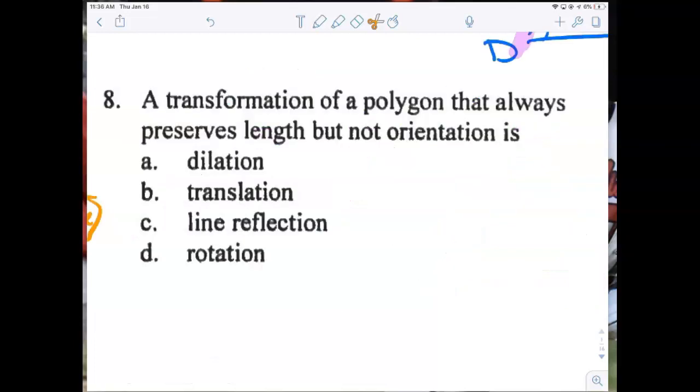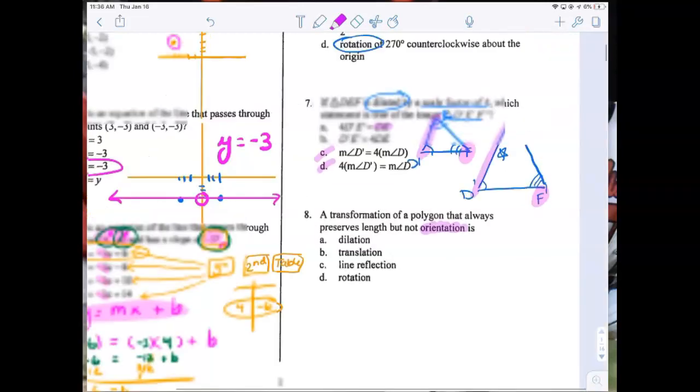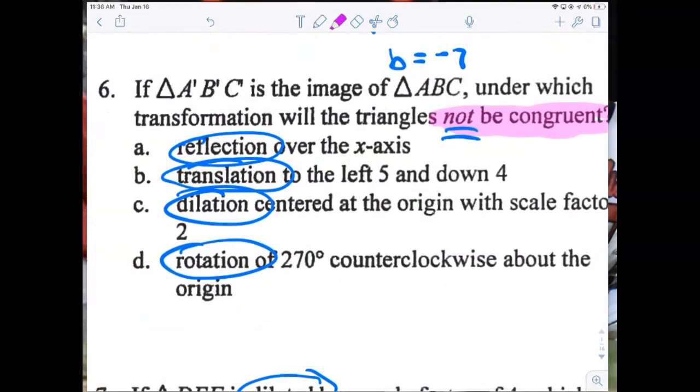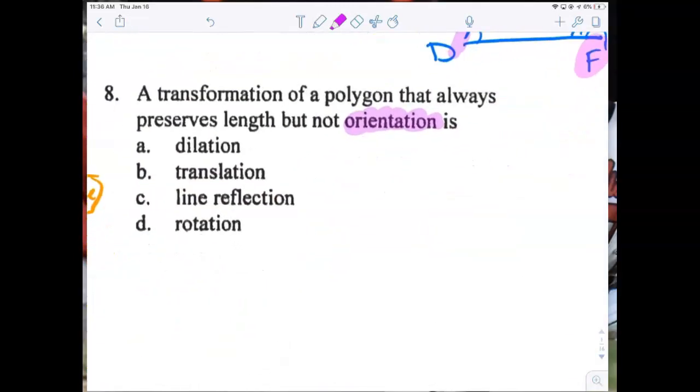Okay, the ever-famous orientation question that seems to throw everybody for a loop. When we were just doing number 6, and we said dilation is the one that's different because dilations aren't congruent, you often feel like dilation's the oddball, the one that's always different, which is why number 8 is kind of tricky, because with orientation, it is how you name the shape.